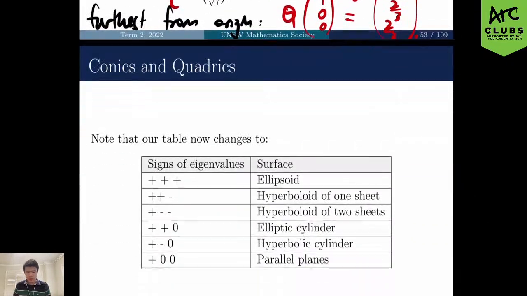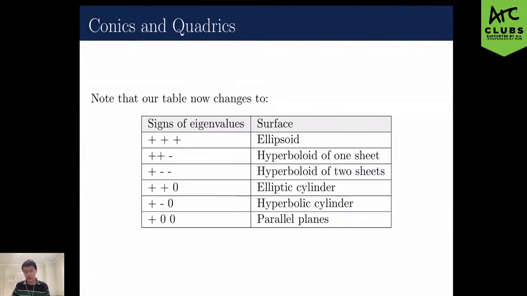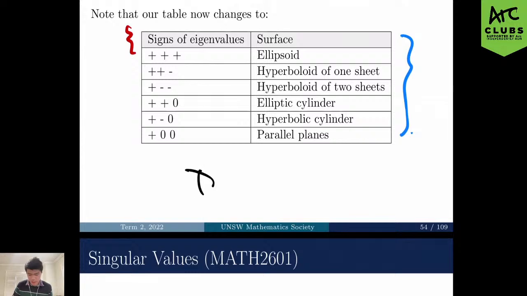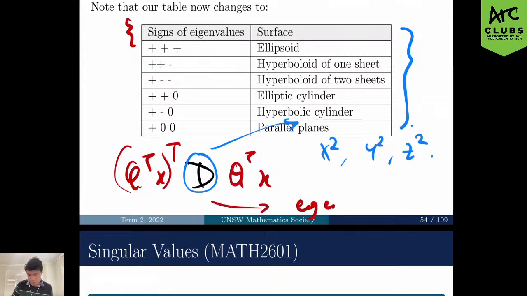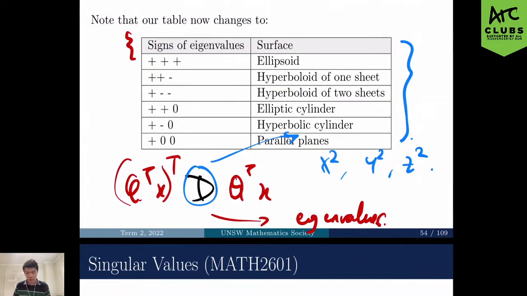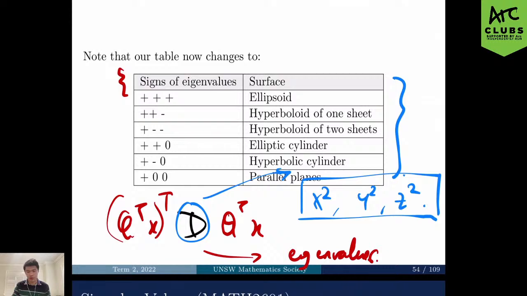Okay, so that's conics and quadratics. A bit of a footnote, this is the table that might be in your lecture notes. Why is it now that we're using the signs of eigenvalues? Because if we recall, we had before d times qtx times qtx transpose. And these diagonal elements corresponded to the coefficients of x squared, y squared, and z squared. And these are actually the eigenvalues. So what that means is that if, for example, all the eigenvalues have positive sign, we'll end up with a conic where all of these coefficients have positive sign. So this is a generalization of the previous table, right?